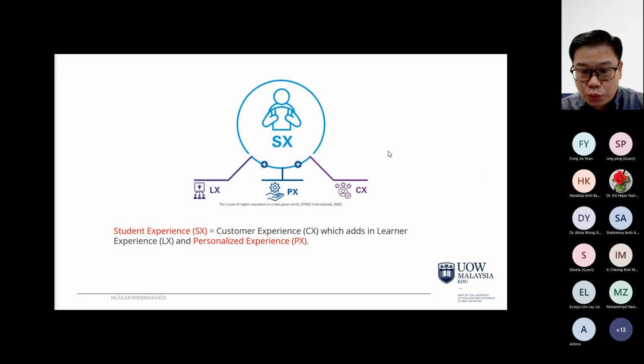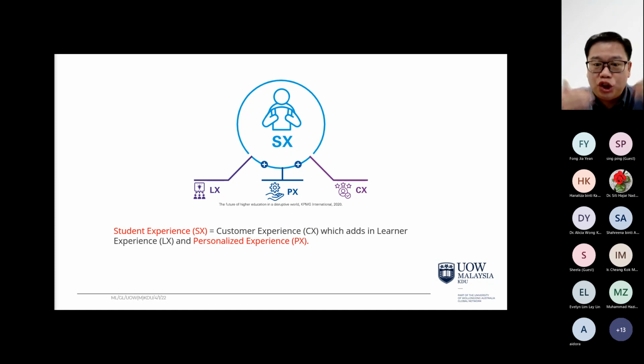So we also need to look into this general aspect over here. Student experience, SX. A basic equation: student's experience means the whole duration that person has with you, equated as the customer experience, which adds in learner experience and personalized experience. So we need to put in a few different aspects over here. The customer experience: the student is a customer, which adds in learner.